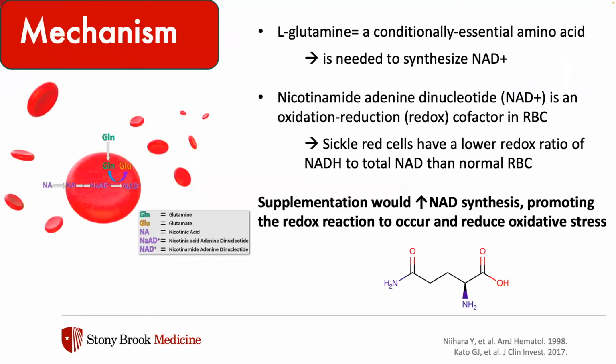So how does L-glutamine help in sickle cell disease? Its exact mechanism in reducing pain crises is unclear, but it's related to its role in helping decrease oxidative stress. L-glutamine is a conditionally essential amino acid, which means that it's necessary usually in times of stress. It's needed to help synthesize NAD+, or nicotinamide adenine dinucleotide, and this NAD+ is an antioxidant. So by increasing the synthesis of NAD+, it's hoping to promote the redox reaction to occur and to help reduce oxidative stress.